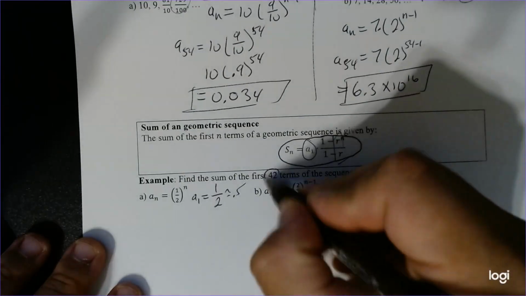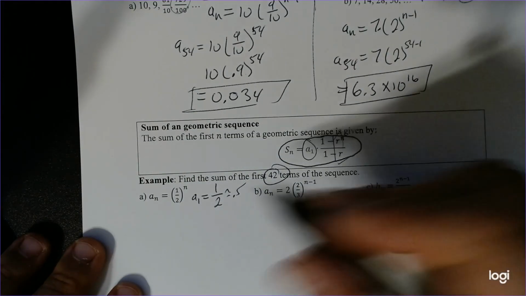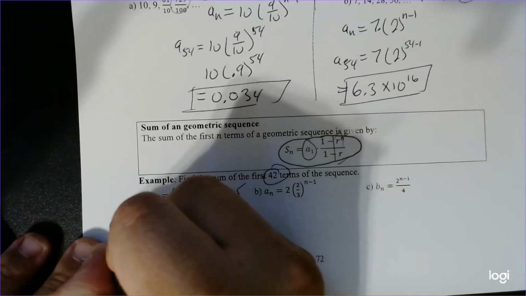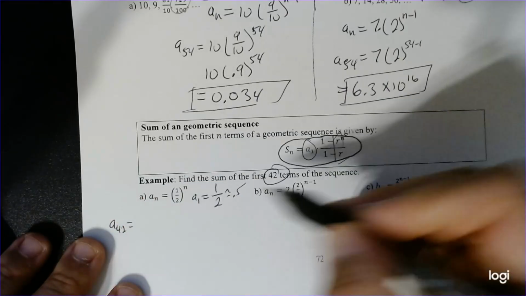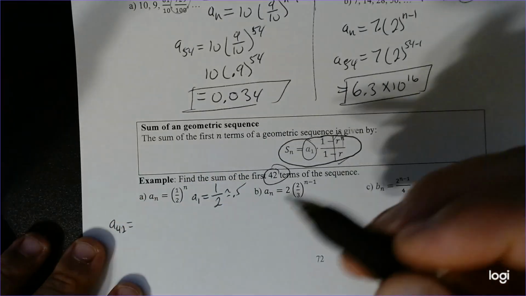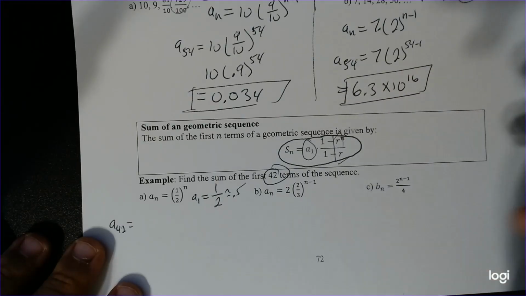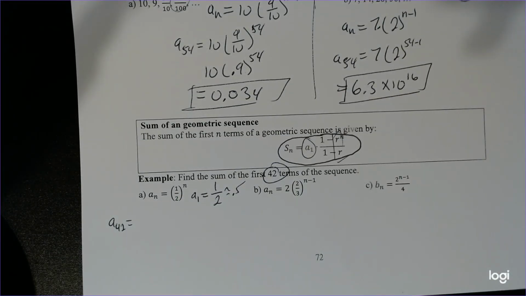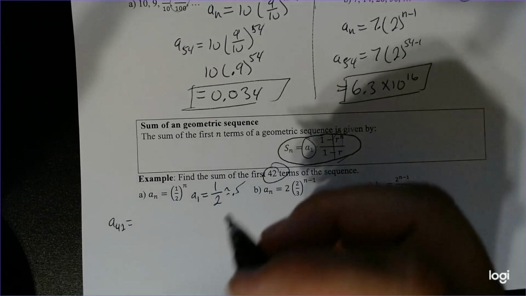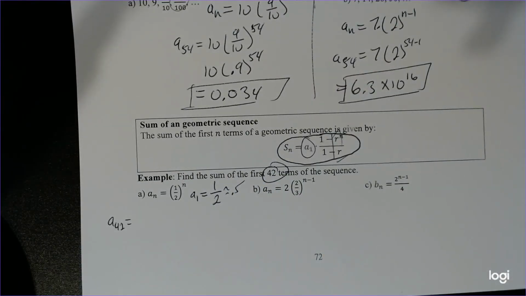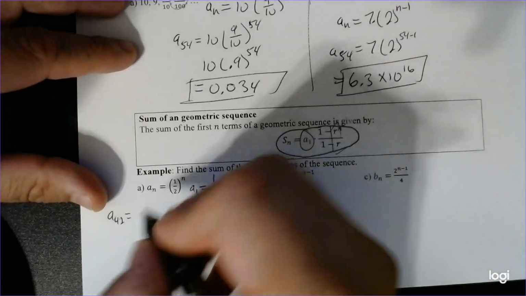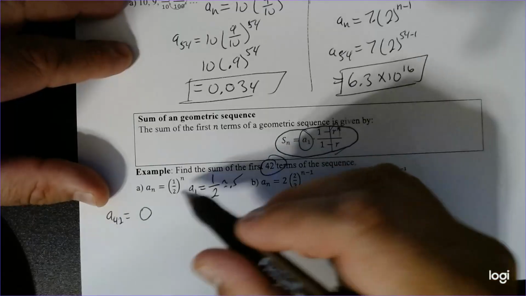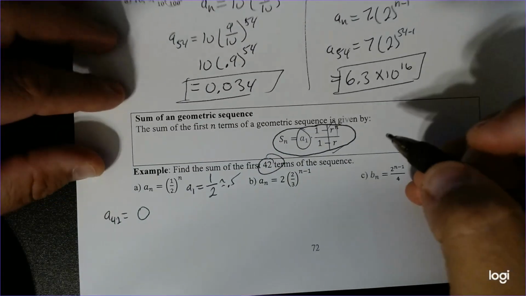And now we also need the term we want to stop at. In this case, it's going to be 42. So a sub 42 would again just be plugging in 42 here. But we have a bit of a problem. Oh, we'll just go from there. Not yet, we'll just say. So this is basically 0. If you just take 1/2 to the 42 power, it's basically 0.